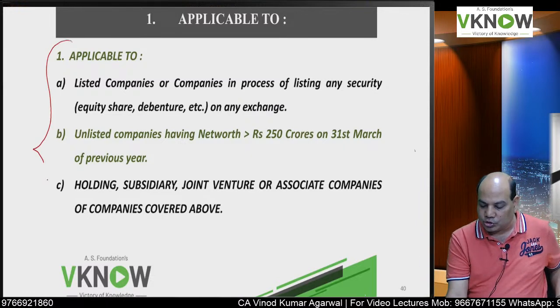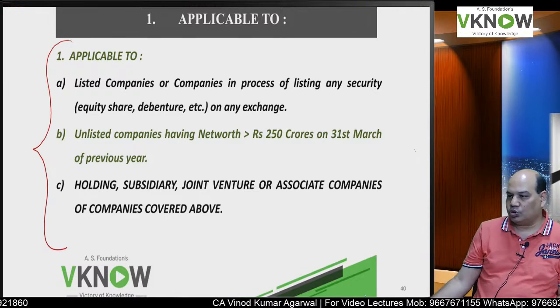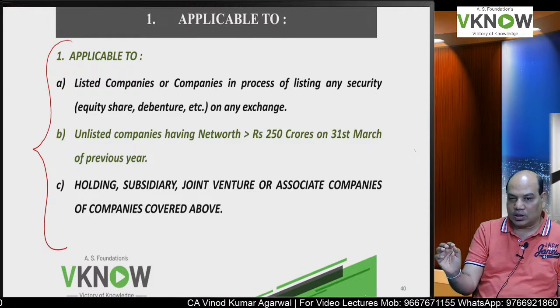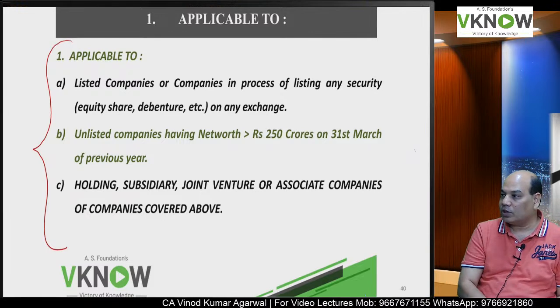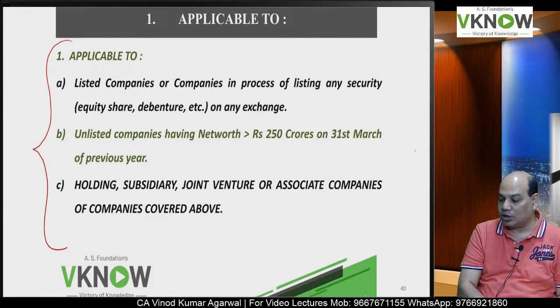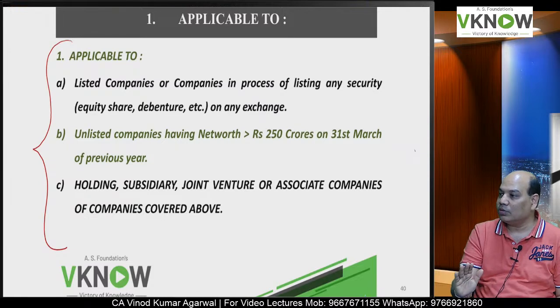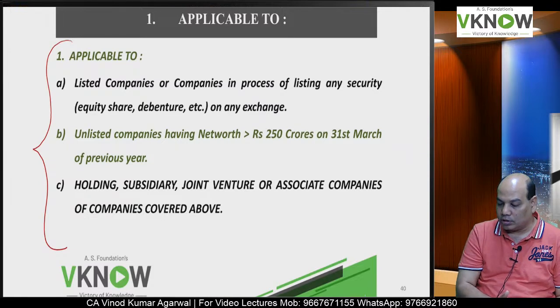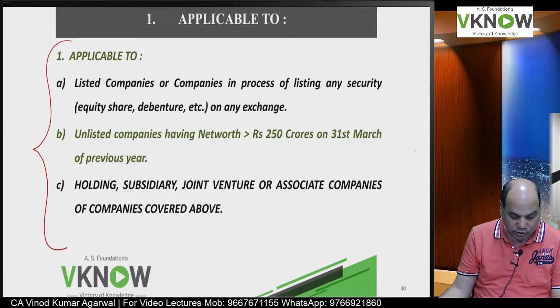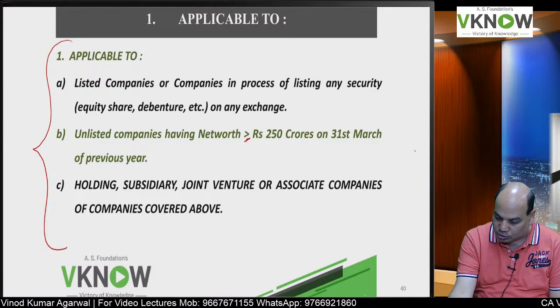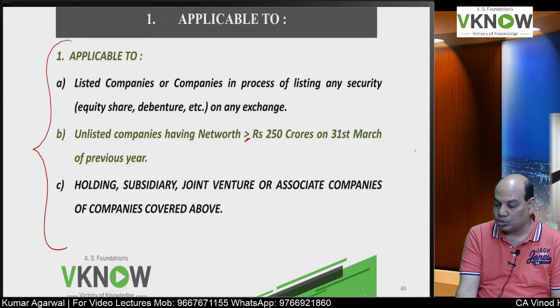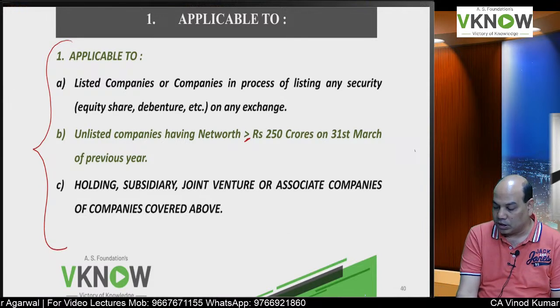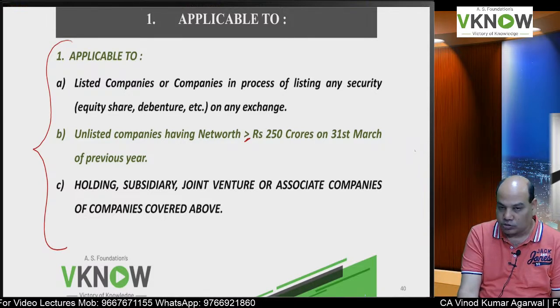Really speaking, only this much should be given in the notes: as on date, listed companies or companies in the process of listing any security, whether debt or equity, on any exchange, whether in India or outside India, and unlisted companies whose net worth is greater than or equal to 250 crore on the 31st March of the previous year. Can you see that? 31st March of the previous year.